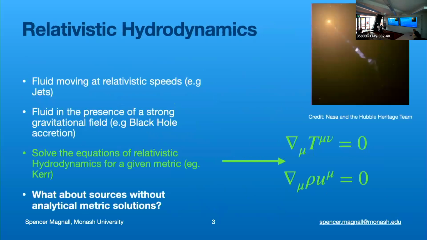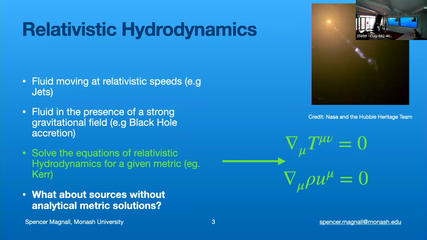So the next natural thing you want to ask yourself is, well, what about relativistic sources, relativistic fluids? So either consider fluids moving at relativistic speeds, jets, we've got M87 there, or a fluid moving in the presence of a strong gravitational field, like black hole accretion. And the answer is, well, we solve the relativistic fluid equations. We do this numerically, and typically we do this by solving it on a grid.